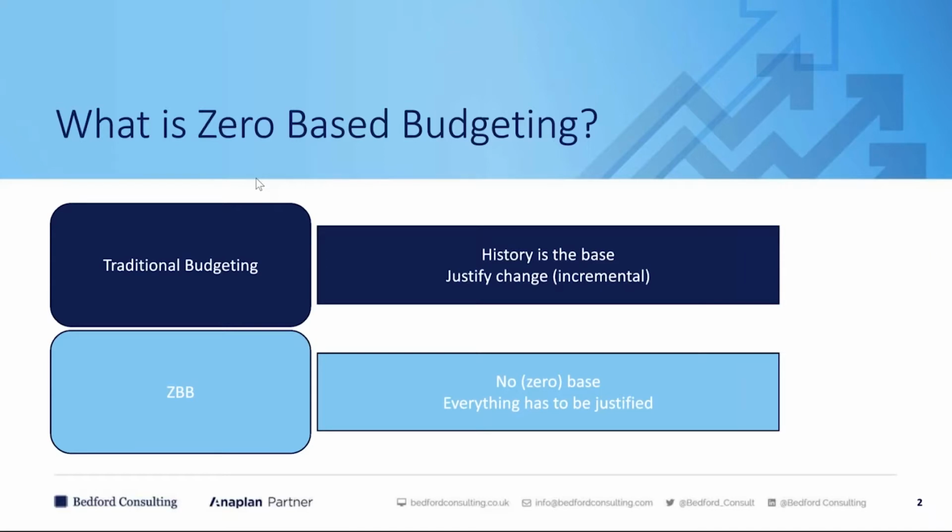But with zero-based budgeting, we have no base. So there's a zero base. And the mindset here is that we will justify everything. So not just the additional pieces, the increments or the changes, we are justifying everything regardless of how long that cost has existed. We would want to be able to justify its existence for the next period or for the forecasted or budgeted period. So the key focus in zero-based budgeting is that everything will need to be justified. Every cost, every revenue stream, every investment that we have will need to be justified through this process.